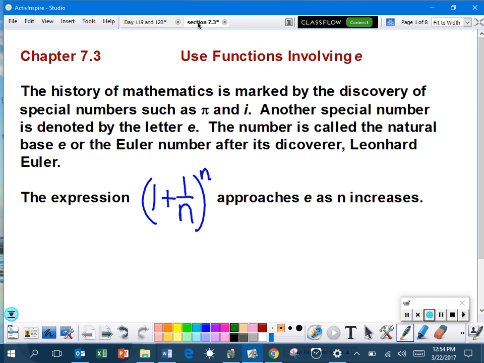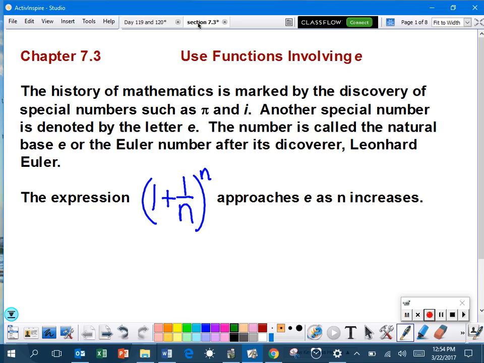Chapter 7.3. All right, first of all, a little history lesson here. The history of mathematics is marked by the discovery of special numbers such as pi and i. Another special number is denoted by the letter e. The number is called the natural base e, or the Euler number, after its discoverer, Leonhard Euler. The expression (1 + 1/n)^n approaches e as n increases.